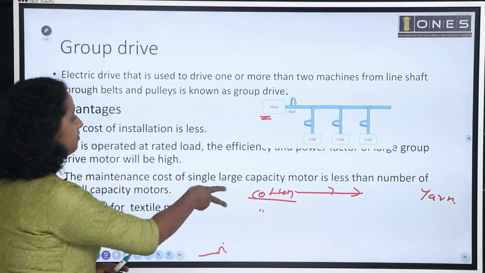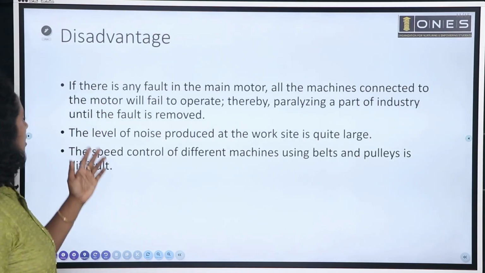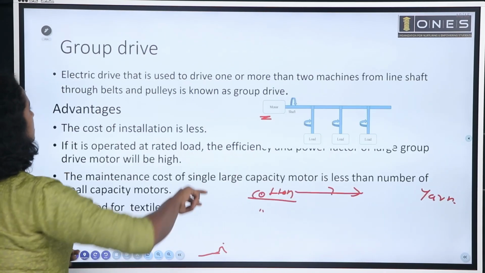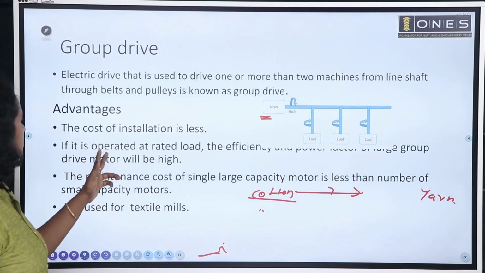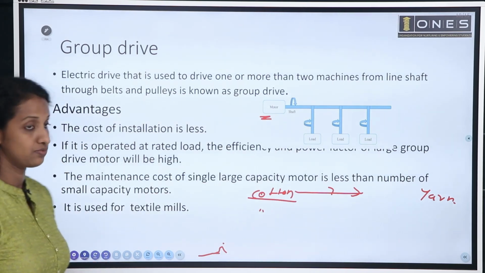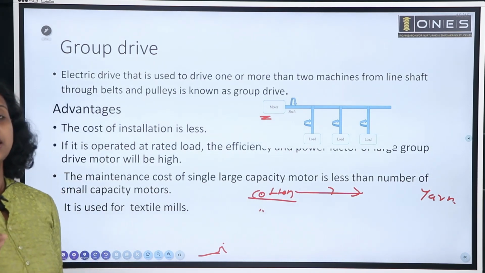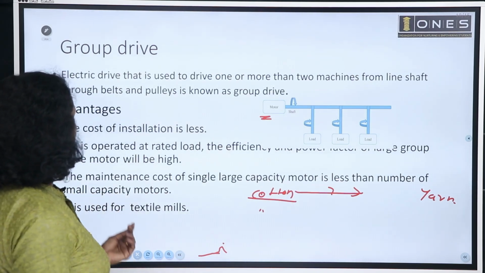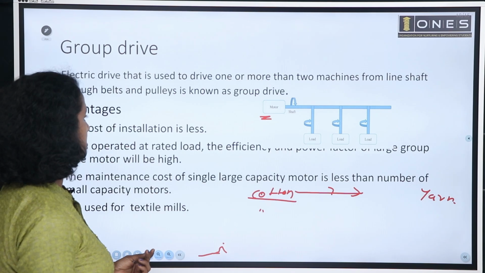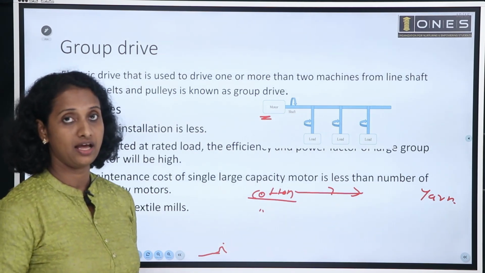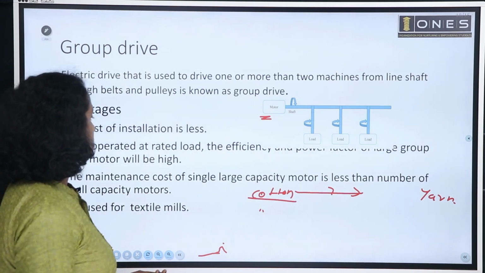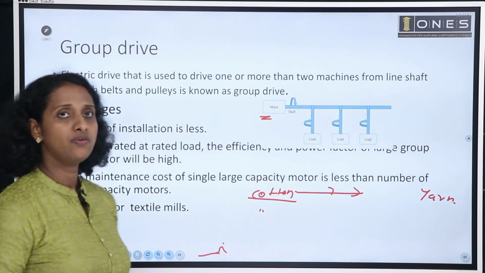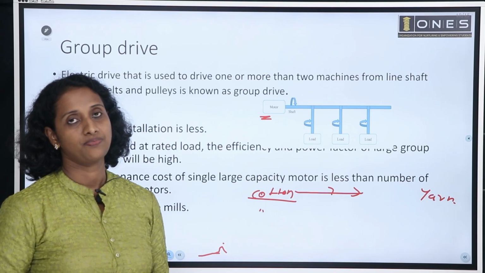Advantages: the cost of installation is very less. One motor, a single motor is needed there. If it is operated at rated load, the efficiency and power factor will be very high. The maintenance cost of a single large capacity motor is less than that of a number of small capacity motors.